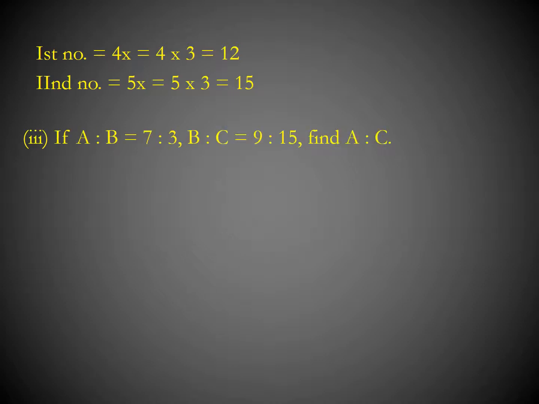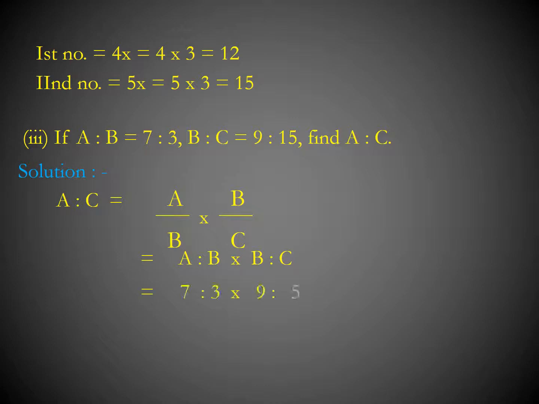Now the third question, if A ratio B is equal to 7 ratio 3, B ratio C is equal to 9 ratio 15, find the value of A ratio C. A ratio C can also be written as A upon B multiplied by B upon C, because B will be cancelled. So here A upon B can also be written as A ratio B multiplied by B upon C can also be written as B ratio C.